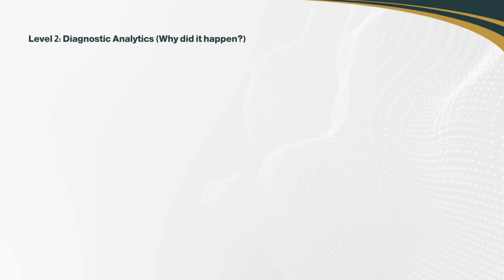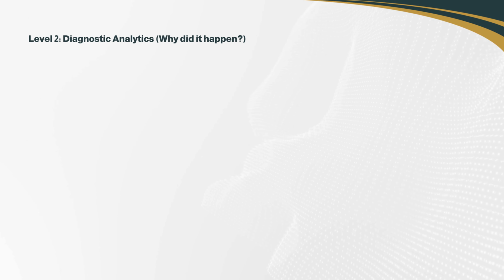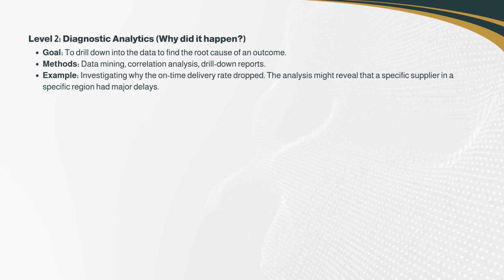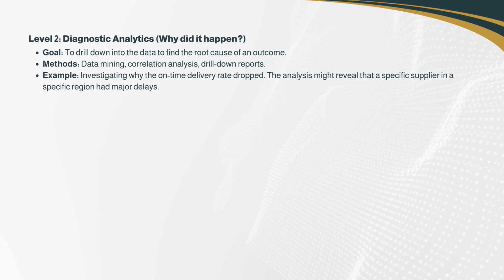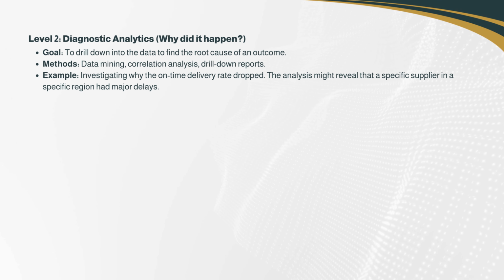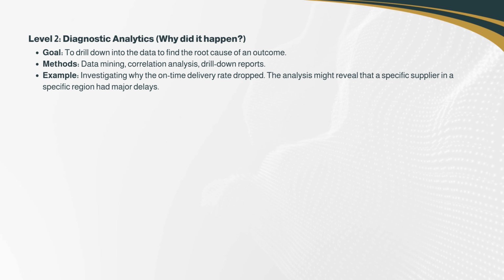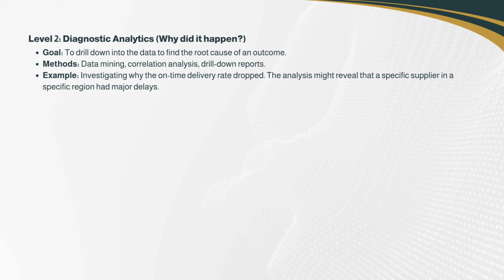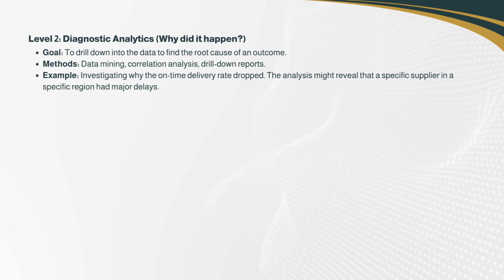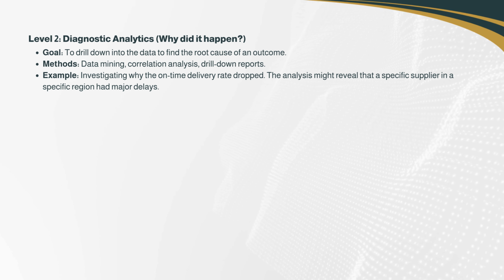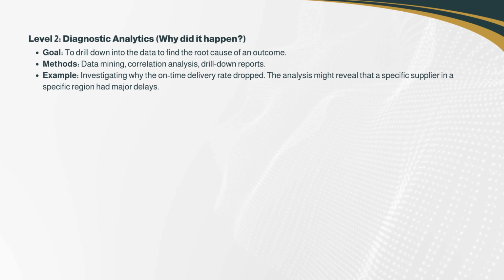Level 2. Diagnostic Analytics, why did it happen? Goal: to drill down into the data to find the root cause of an outcome. Methods: data mining, correlation analysis, drill-down reports. Example: investigating why the on-time delivery rate dropped. The analysis might reveal that a specific supplier in a specific region had major delays.